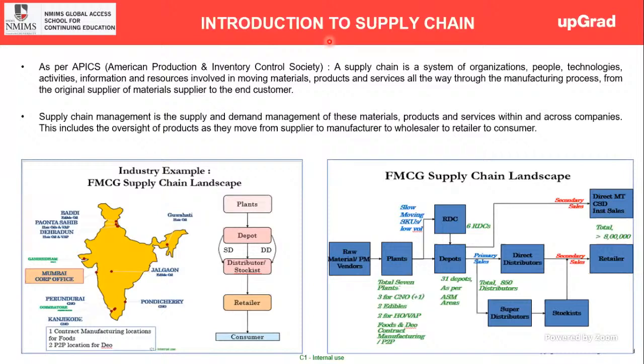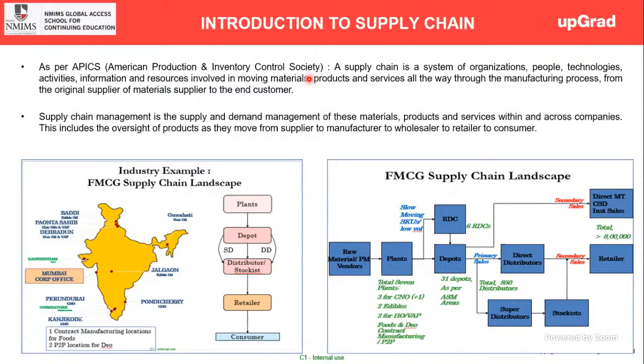So in this FMCG supply landscape chain, there is one thing: the slow moving SKUs are going to the RDC. And in the previous first example, the plants were supplying directly to the depots, and there was no distribution of small moving SKUs on that side.